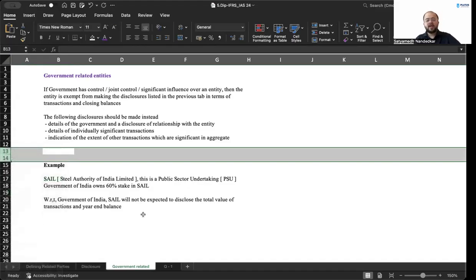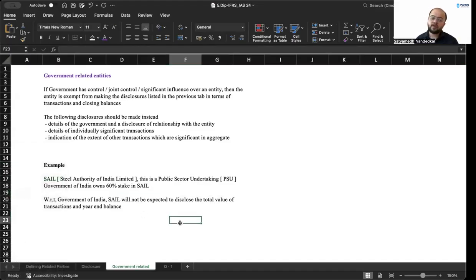There are quite a few relaxations that you can see for government related entities. That means an entity in which the government has control, joint control or significant influence. तो ये disclosures आपको देने पड़ेंगे.